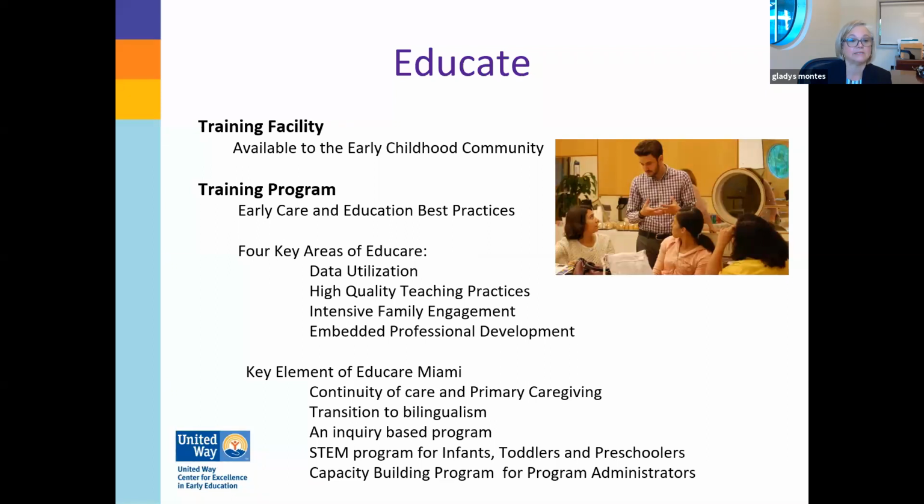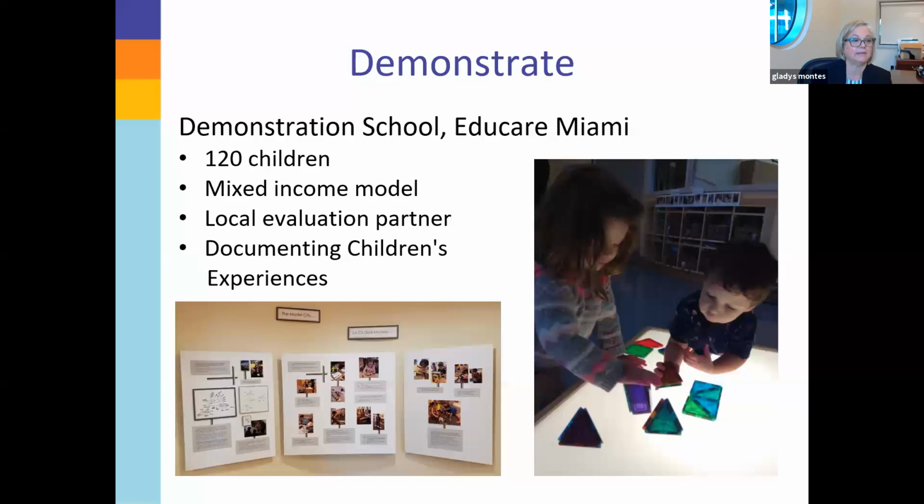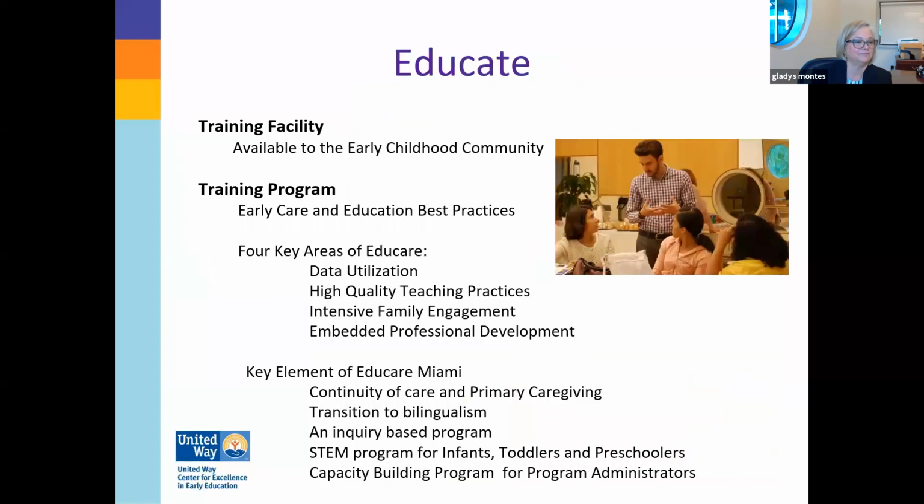Then the other areas that we focus on in our training program are the key elements for our center in Miami-Dade. So, if we can go back to the slide before, just one tiny second. Yes. Okay, so the elements that we bring to it are coming from the practice that we have and that are examples in Head Start. One, the continuity of care and primary caregiver for our infants and toddlers.